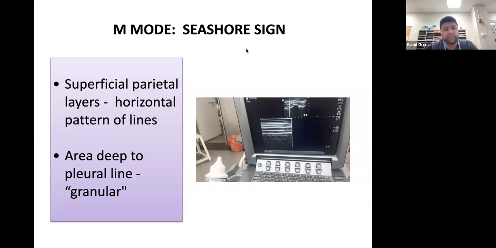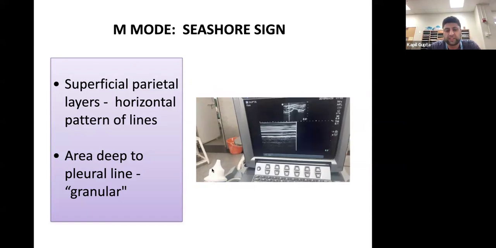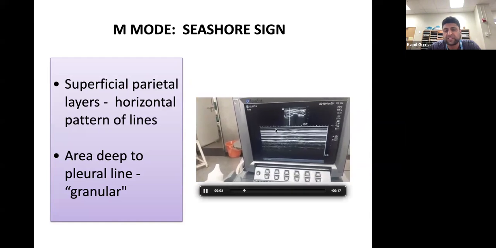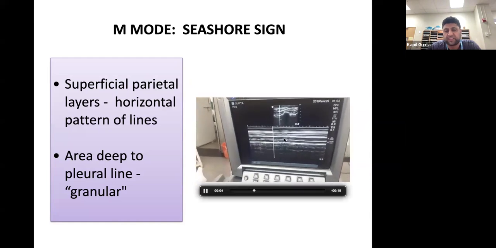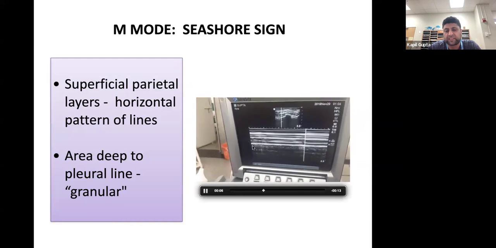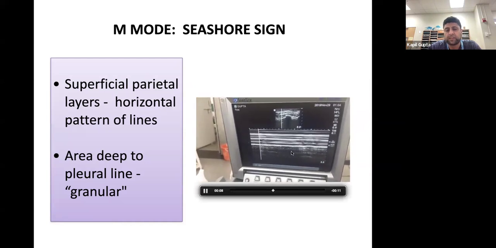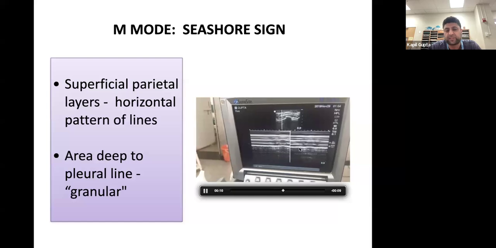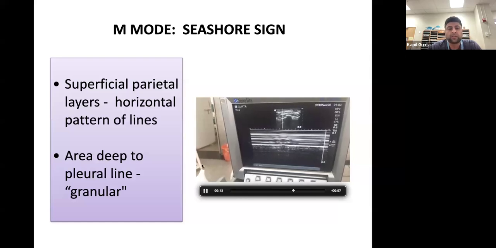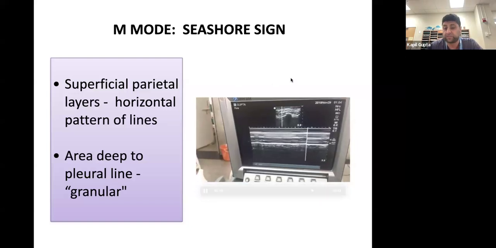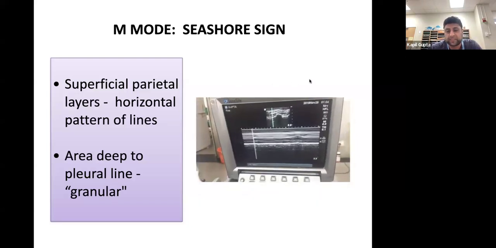that is the brightness mode. When we change the mode of the ultrasound machine to M mode, that is the motion mode, this is what we will see. So we see again the skin, the subcutaneous tissue, and the muscles as these horizontal lines, and then this is the pleura, and then you see this granular tissue just below the pleura, and this is known as the seashore sign. We all know seashore. We all love seashore, so that's healthy. That's a healthy lung.